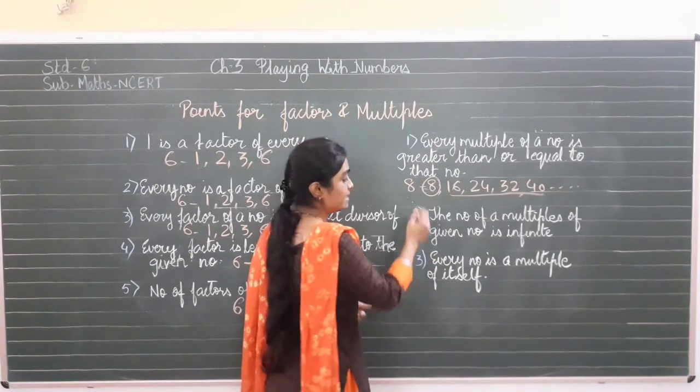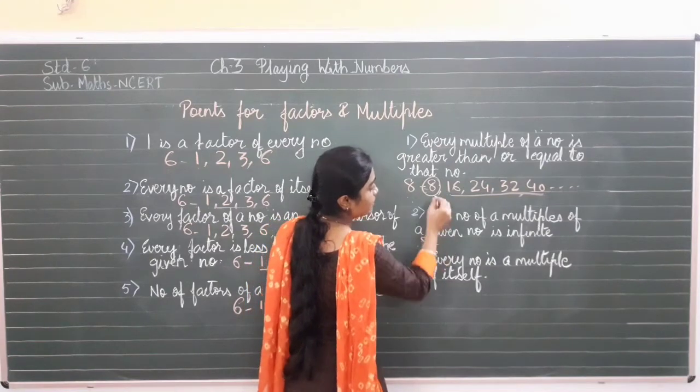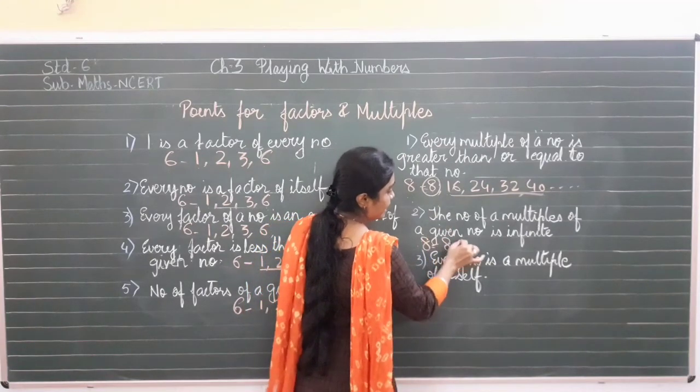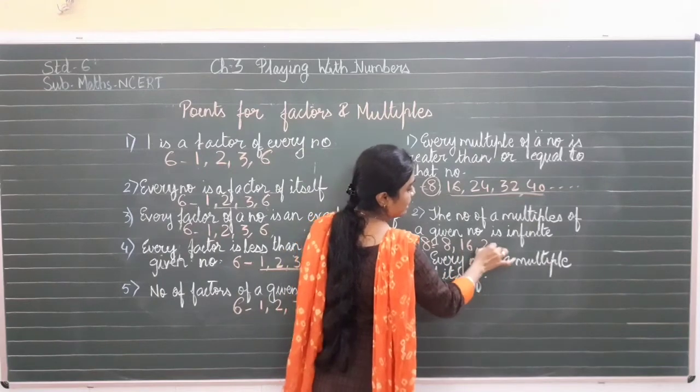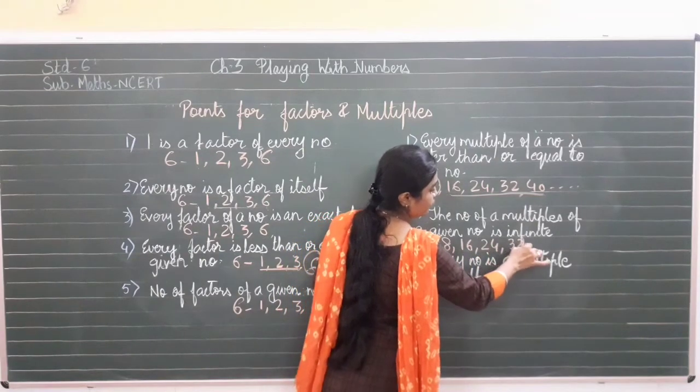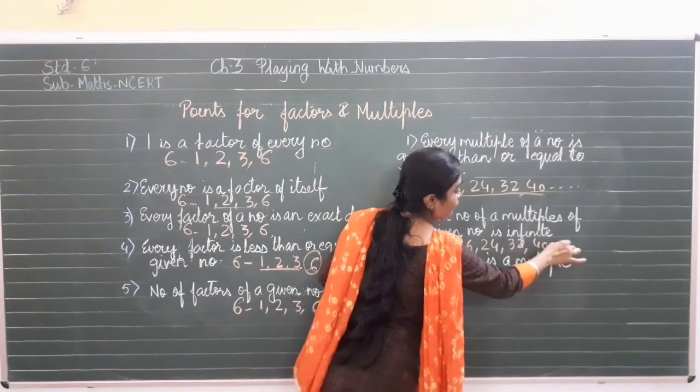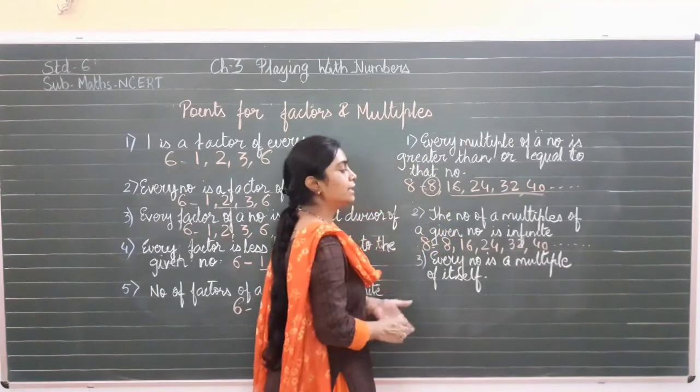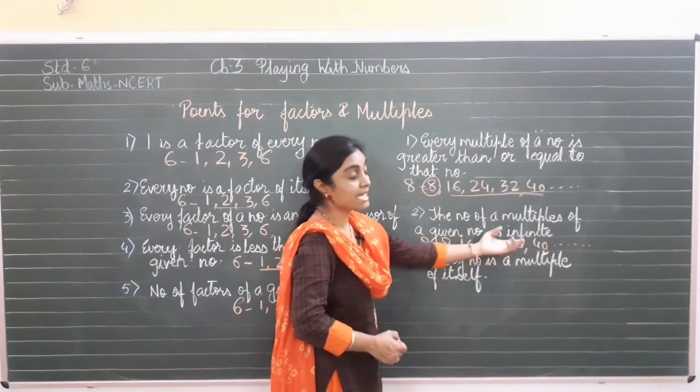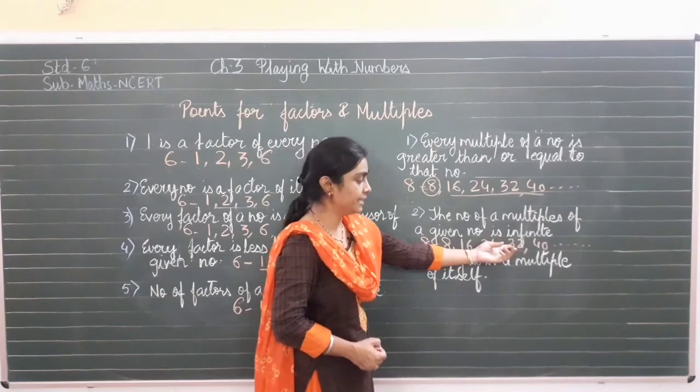Infinite means unlimited. Same example, 8, we will write the table of 8. 8 ones are 8, 8 twos are 16, 8 threes are 24, 8 fours are 32, 8 fives are 40, and it will go on continuing. That means these numbers are infinite, unlimited.